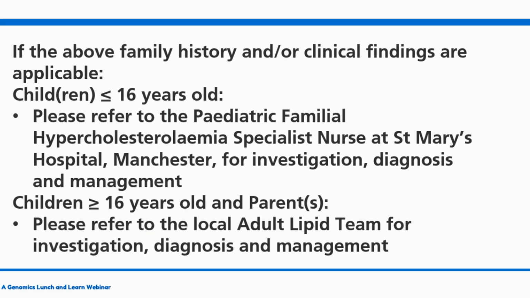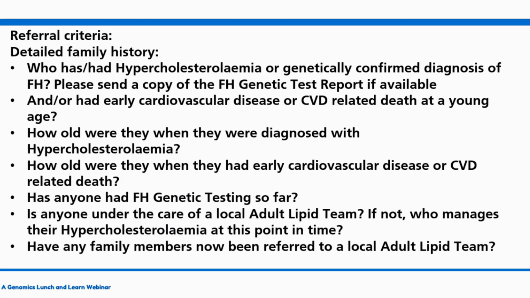And just to reiterate, in order for them to meet the eligibility criteria, there must be a family history of either hypercholesterolemia and/or early cardiovascular disease in order for the referral to be accepted by the FH service. So in terms of completing the referral, we kindly ask for the following information to be included, just to help put everything into context and to help us triage the referrals appropriately.